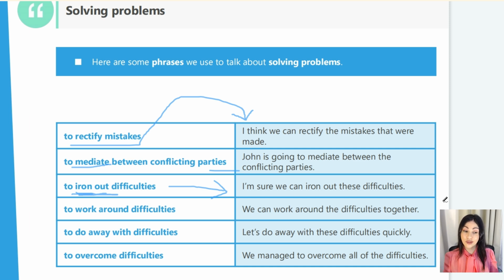But if you have tried to do away with difficulties, it would mean exactly the same thing. You have tried to avoid them, to get those obstacles out of your way, as it were. Let's do away with these difficulties quickly. You're in a rush to get rid of them, right? And if you have successfully managed to overcome difficulties the project was fraught with, congratulations.